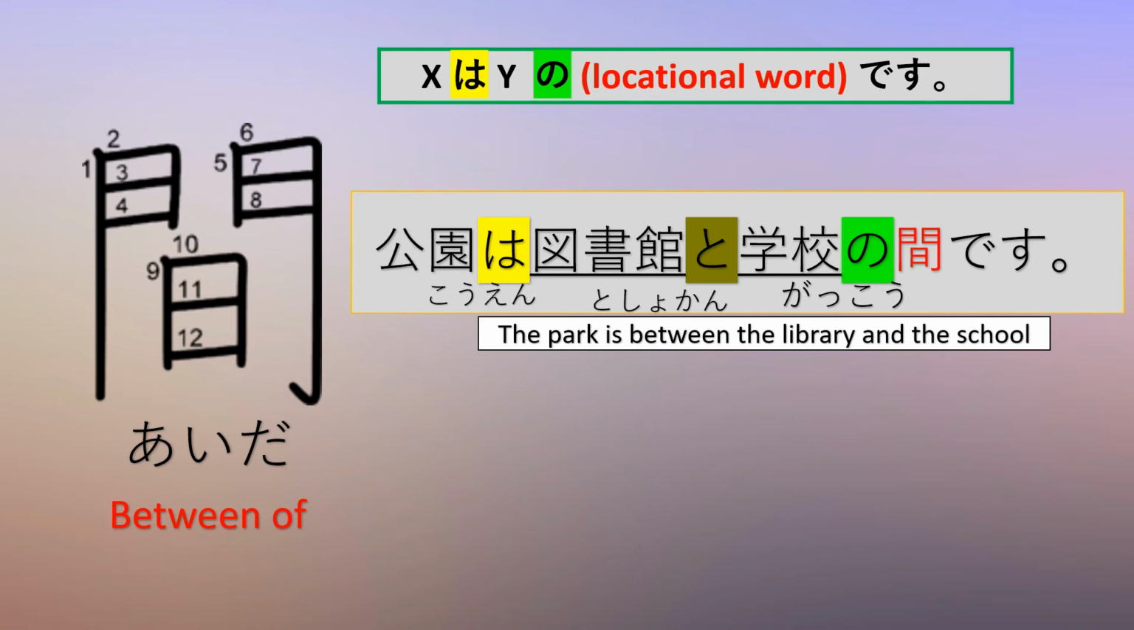Here, to serves as the word for "and". To. So, we're going to learn that later. So, koen wa, we're trying to find the park, koen. Toshokan to gakko no aida desu. And that park is between the library and the school. So we have two reference points, the library and the school. No aida desu. Okay.